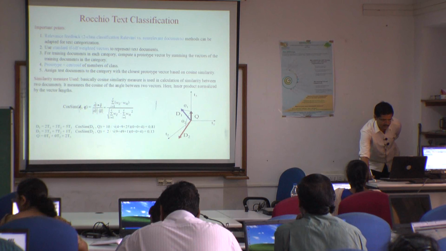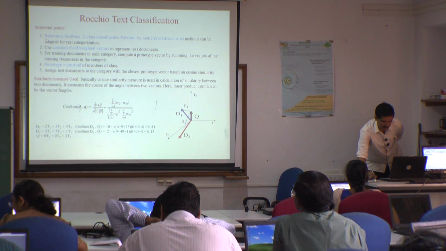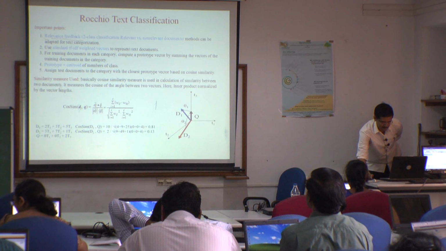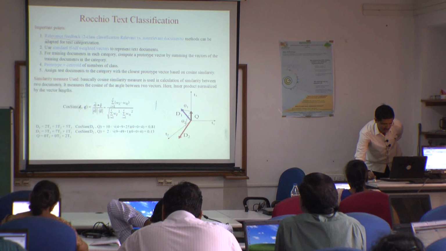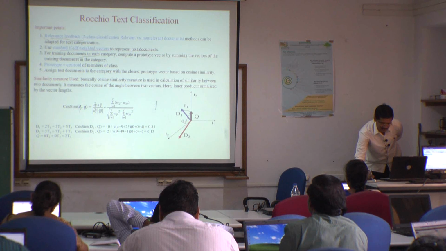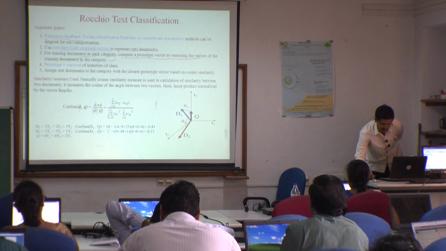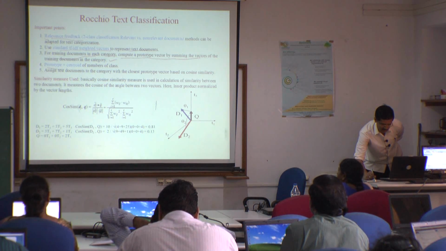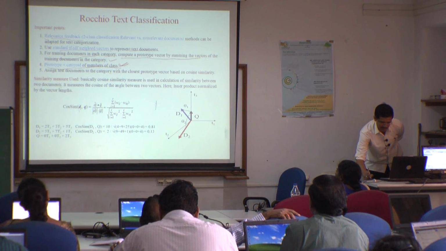Now Rocchio text classification, some important points. It uses standard TF-IDF weighted vectors to represent the text documents. For training documents in each category, it computes a prototype vector by summing up the vectors of the training documents in the category, and the prototype is called the centroid of the members of the class. This is the most important point.